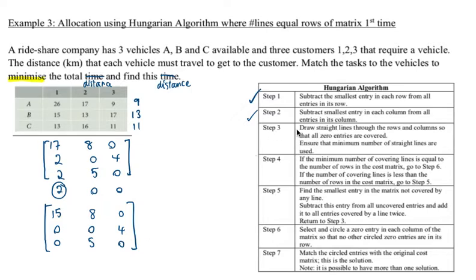Now step 3 says draw straight lines through the rows and columns so that all 0 entries are covered. Now we need to make sure we cover using a minimum number of lines first. How I approach this is I go, okay, I can either put a line on a column, a row, or a column.